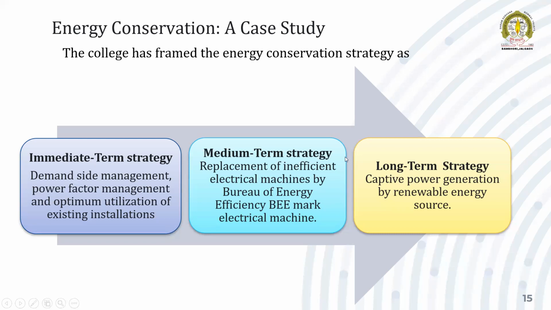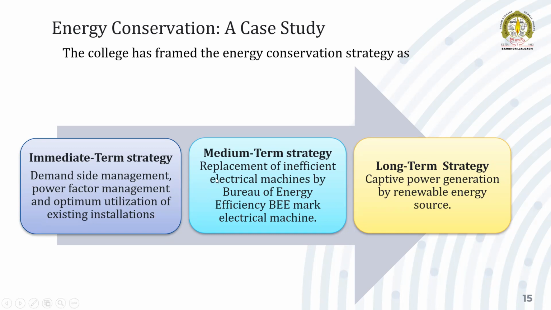The energy conservation we have divided into three parts: one is the immediate term, second is the medium term, and third is the long term. In the immediate term, that is demand side management, power factor management, and optimal utilization of existing installations. Whatever existing installations are there should be used very optimally. We can do demand side management, that is some load management, because it does not need any investment. We only need some modification of the load, modification of the time of use of the load, and power factor management.